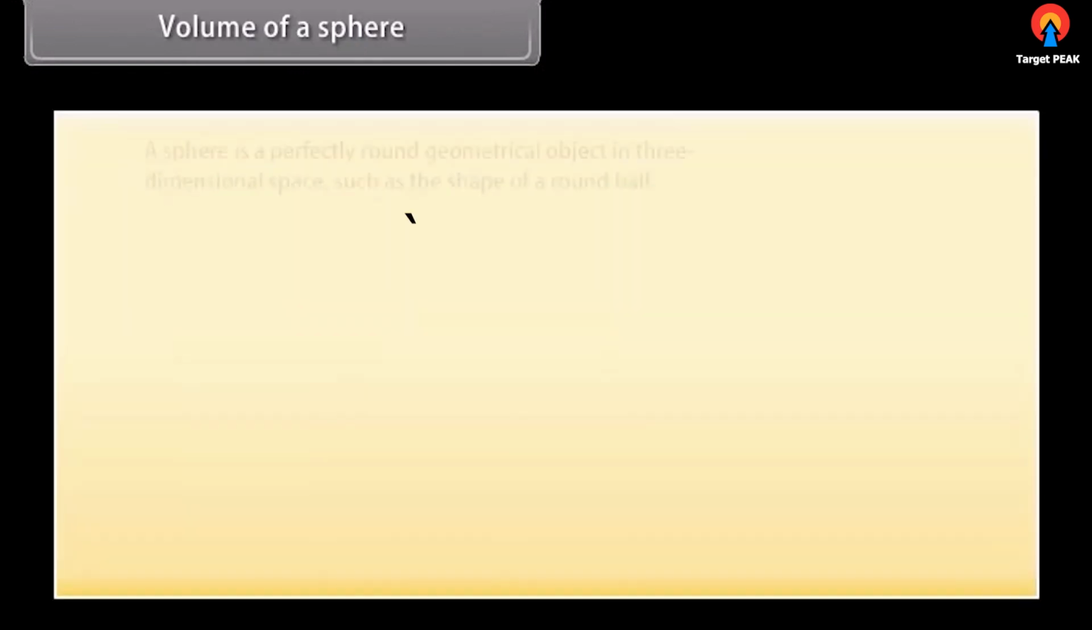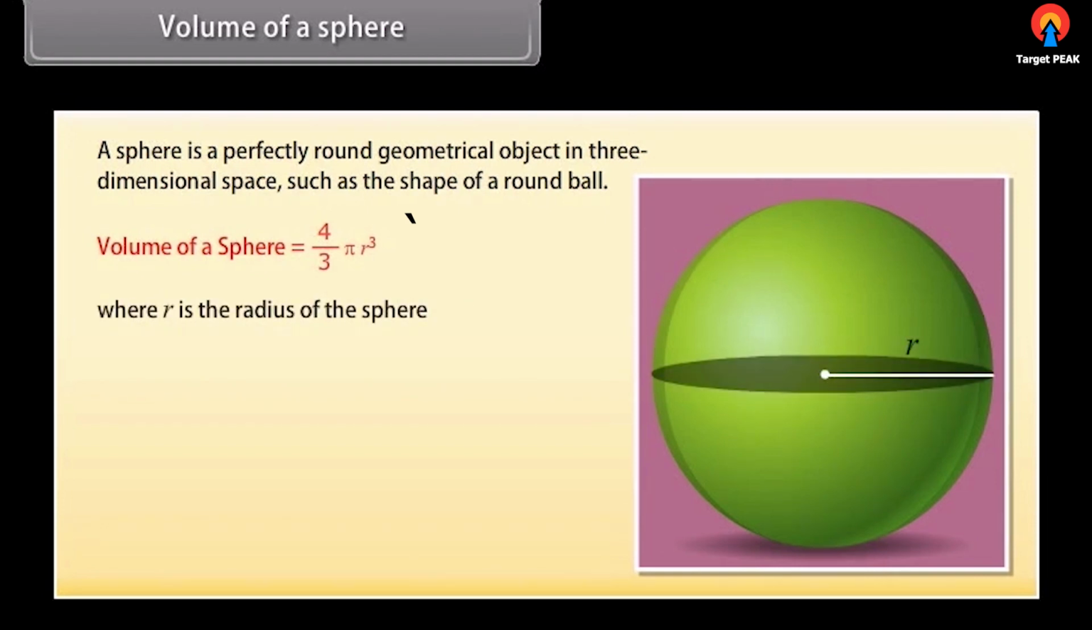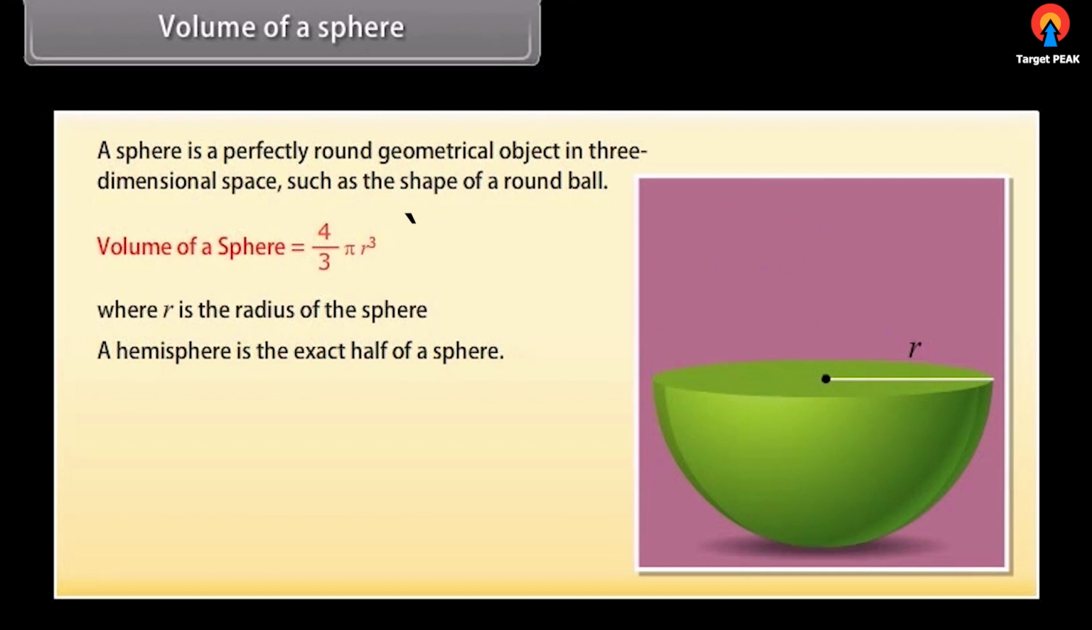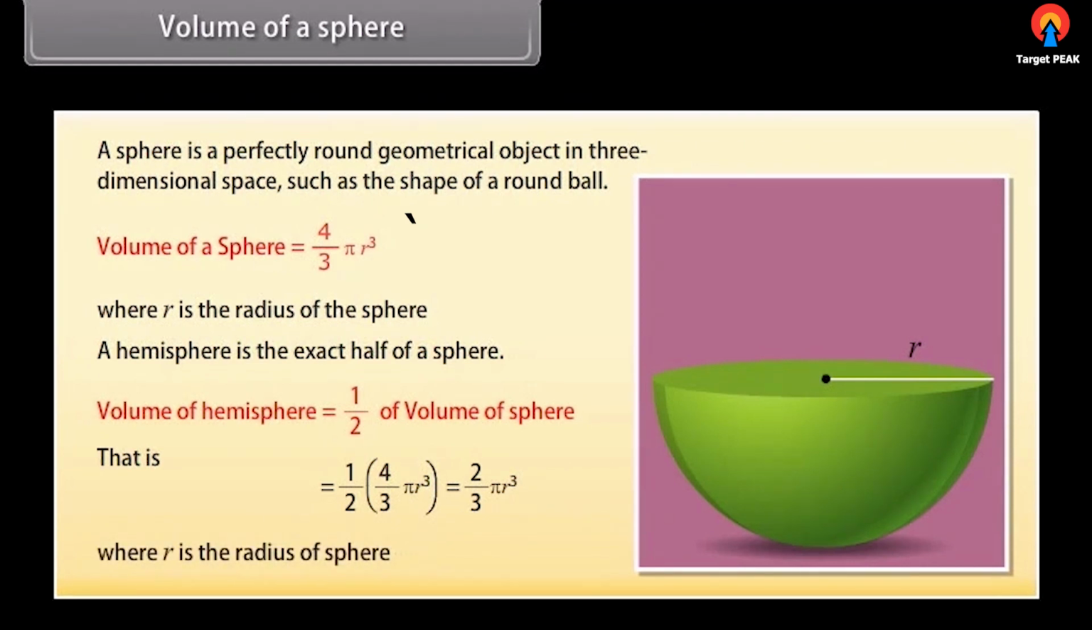Volume of a sphere. A sphere is a perfectly round geometrical object in three-dimensional space, such as the shape of a round ball. The volume of a sphere is given by 4 upon 3 pi r cube, where r is the radius of the sphere. A hemisphere is the exact half of a sphere, and its volume is the half of volume of sphere. That is, volume of hemisphere is 1 upon 2 into 4 upon 3 into pi r cube, which is equal to 2 upon 3 pi r cube, where r is the radius.